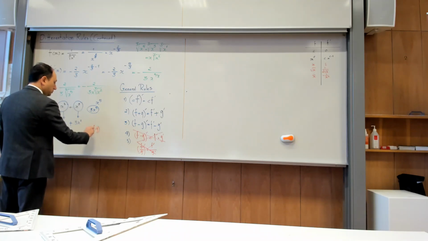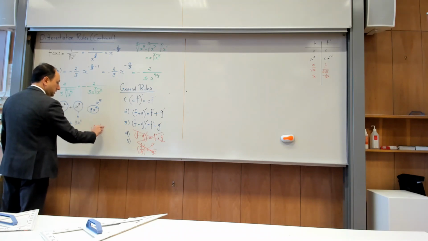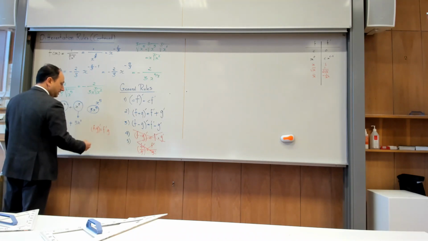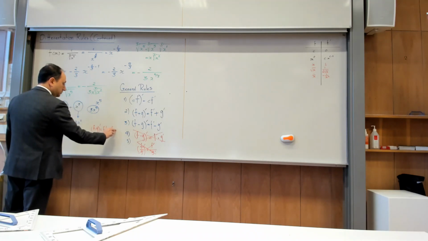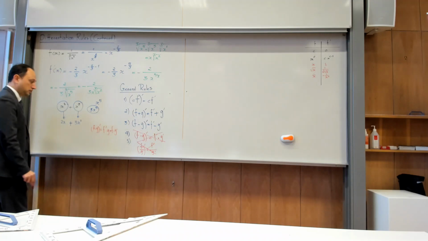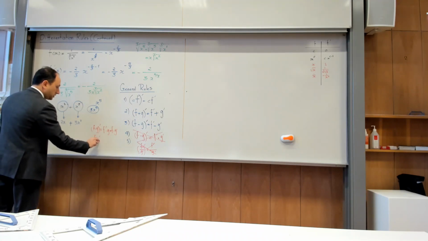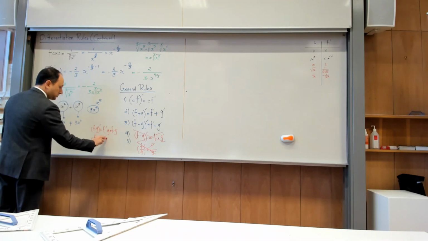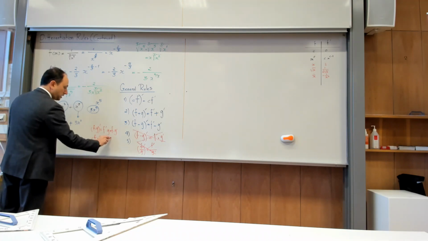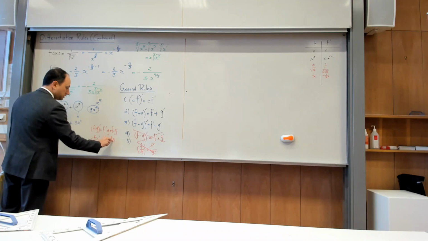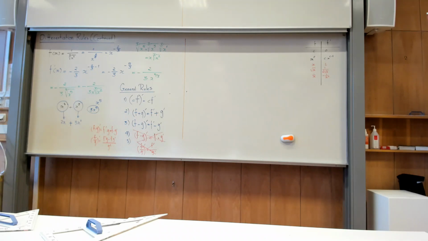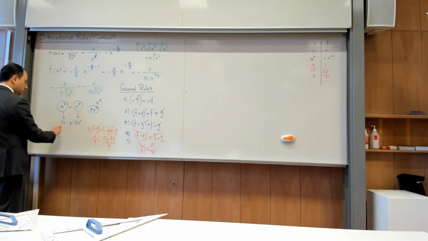The correct formula for the product is the derivative of the first one multiplied by the second one itself, plus the first one multiplied by the derivative of the second one. And the correct form for this one becomes the derivative of the numerator multiplied by the denominator, minus the numerator multiplied by the derivative of the denominator, divided by the denominator to the power 2. So this is called the product rule.